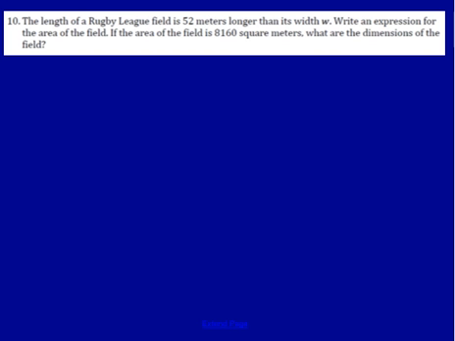All right, the length of a rugby league field is 52 meters longer than it is wide. Write an expression for the area of the field. If the area of the field is 8,160 square meters, what are the dimensions of the field? So it wants area. So I'm going to tell you area equals length times width. I think we've been over this a few times. The length, L, is 52 meters longer, so plus 52, then W. So I would say L equals W plus 52.